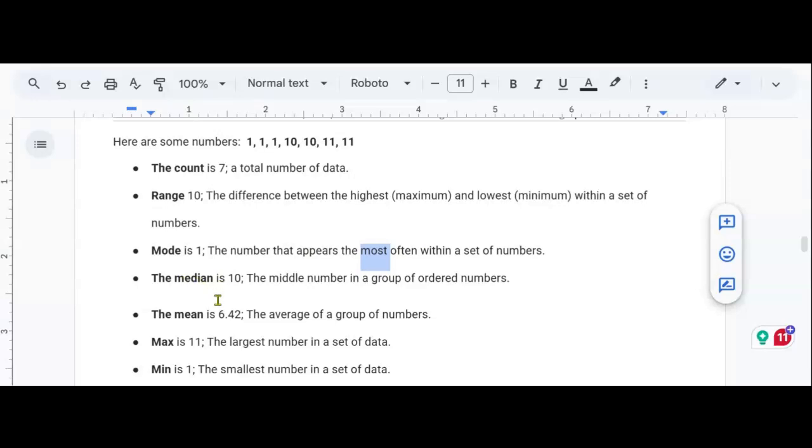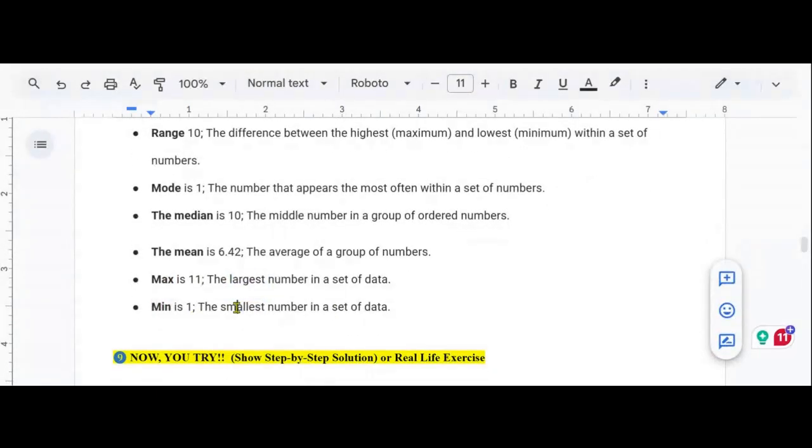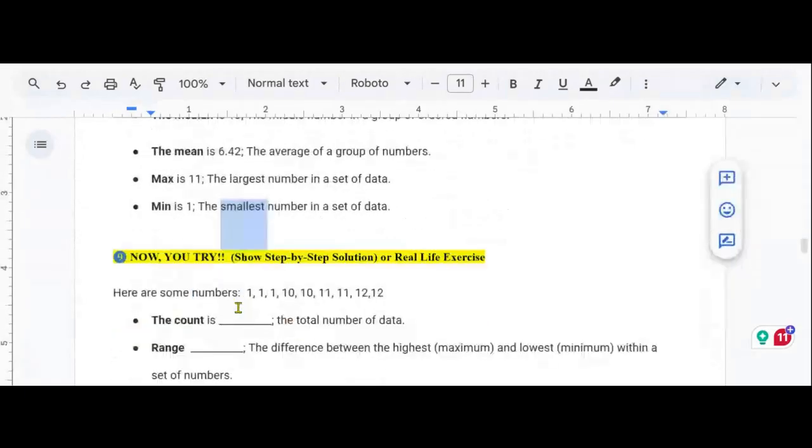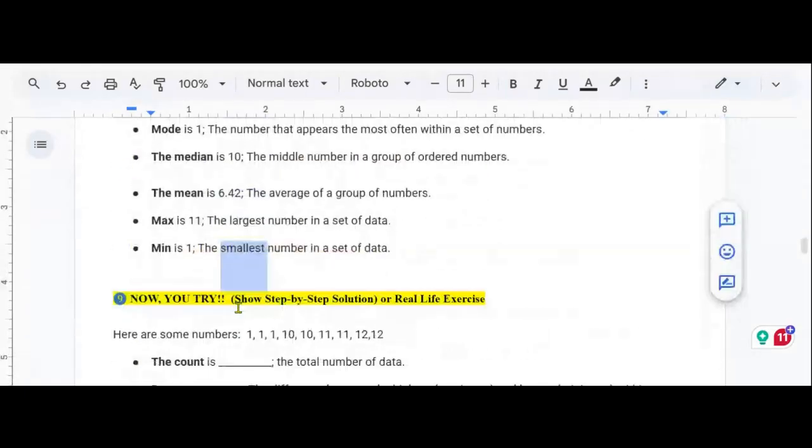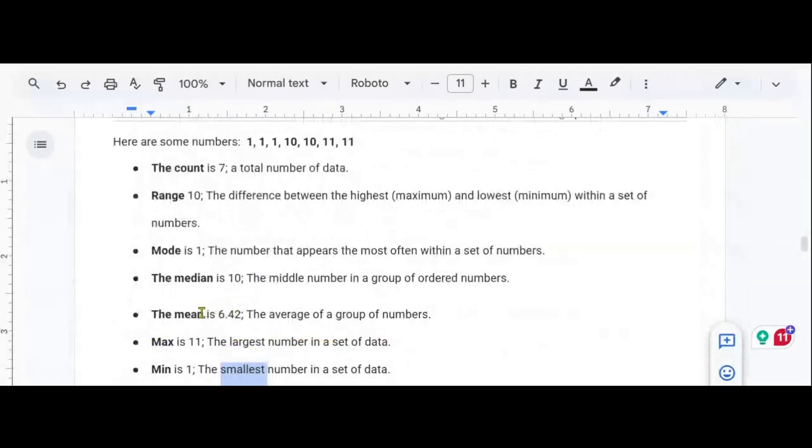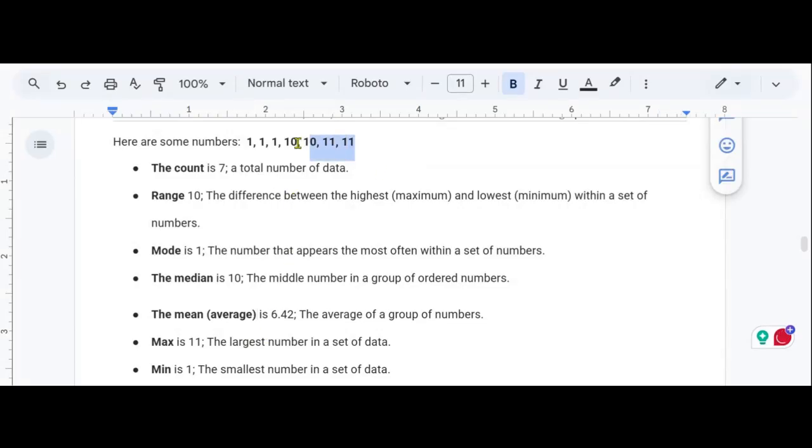How can I get the median? Very good. How can I get the mean? Average. How can I get the max? Largest number. How do I get the min? Easy. The mean is the average. You add all the numbers and divide by the total numbers. What's the total numbers? 7.